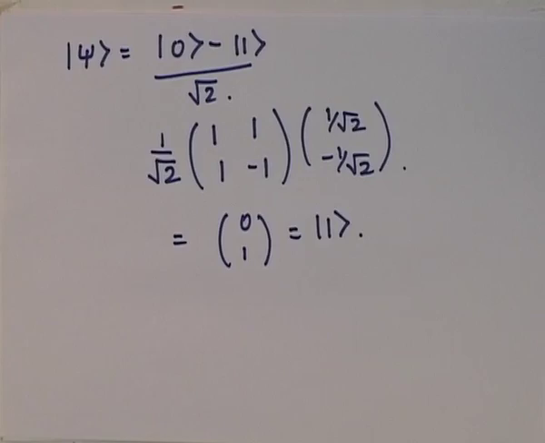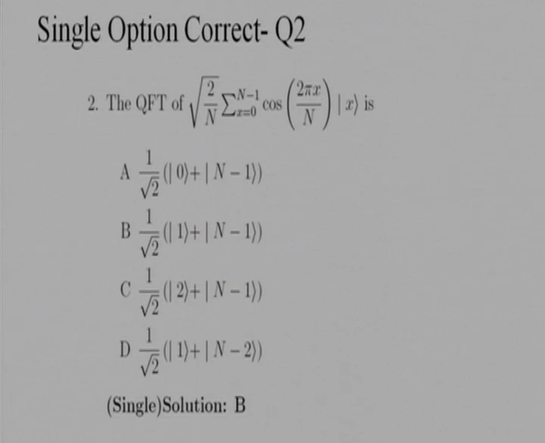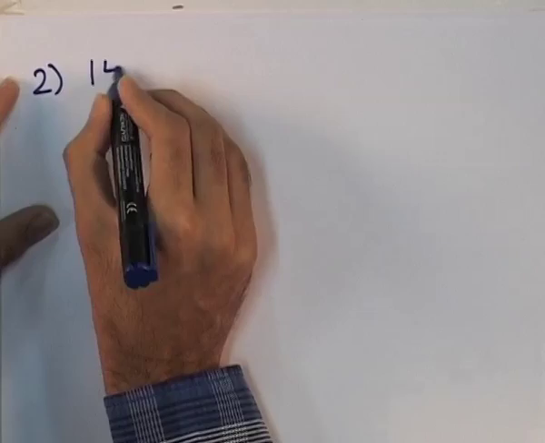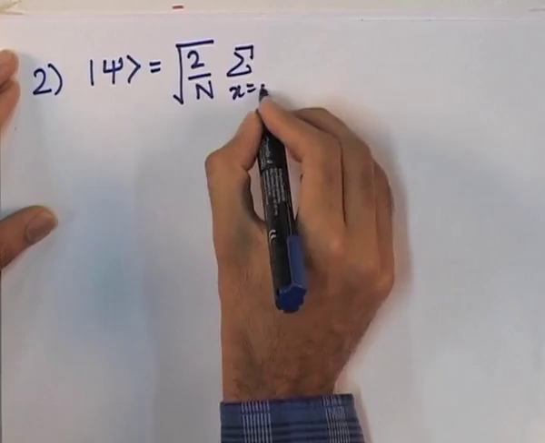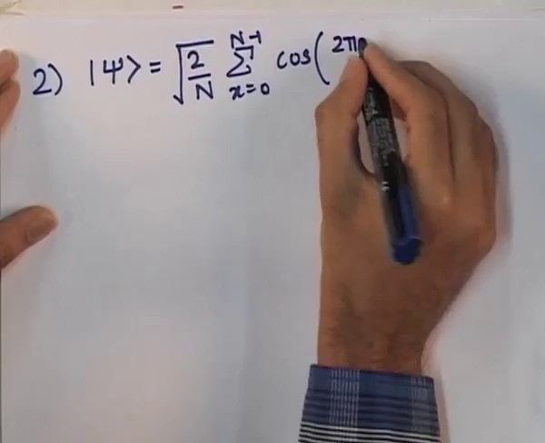Now, let's look at a more complicated question, which is question 2. Here, we have been given an n qubit state, where n is not necessarily 1. And the state which has been given to us is psi equal to root 2 upon n summation over x equal to 0 to n minus 1 cos of 2 pi x upon n times ket x.